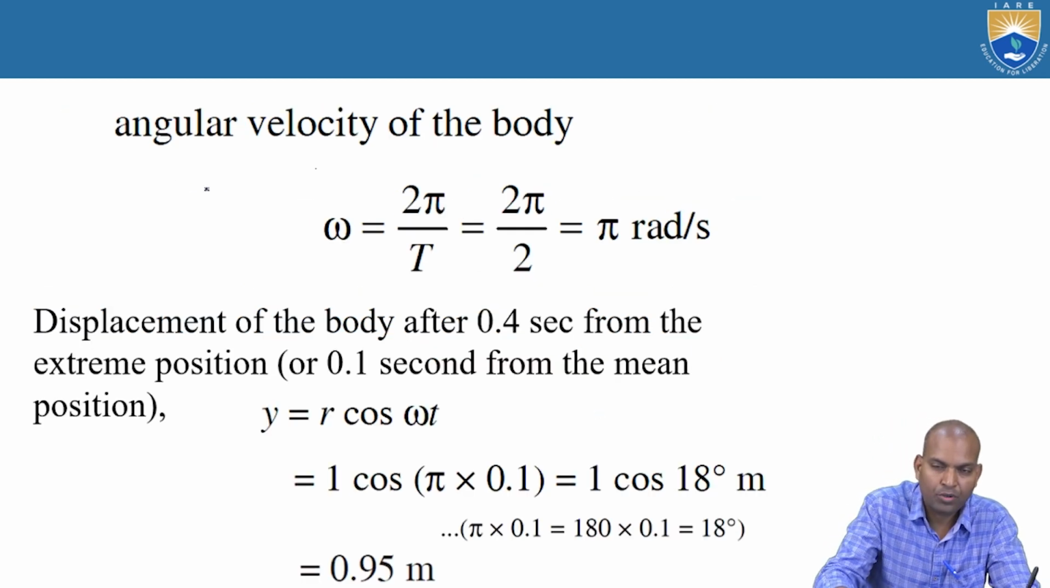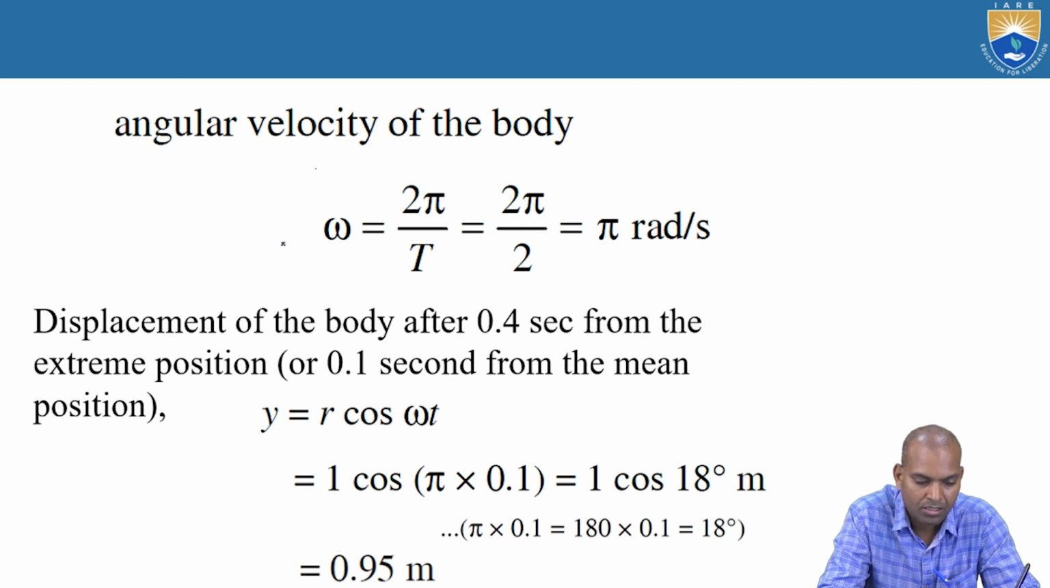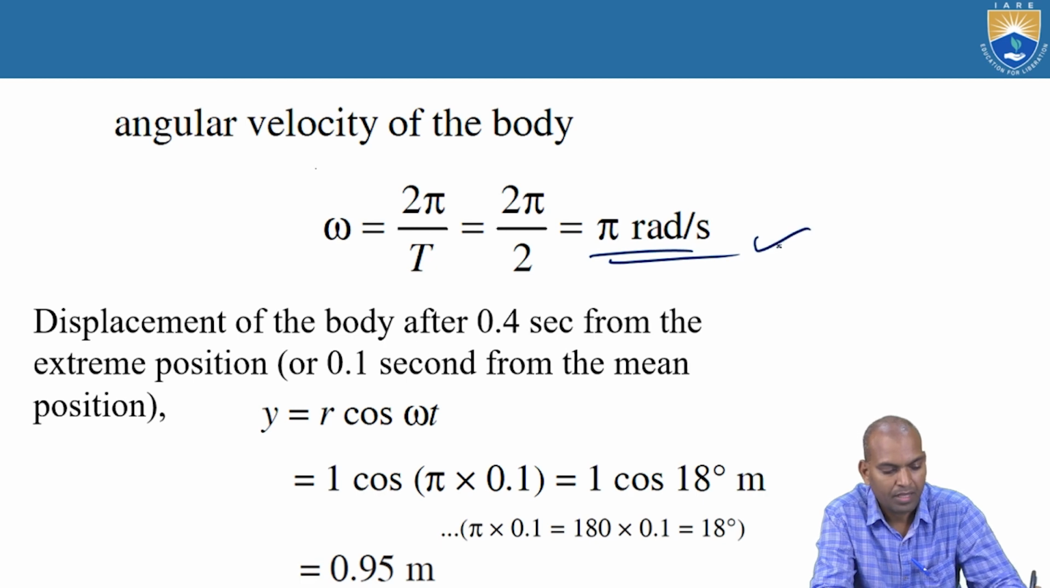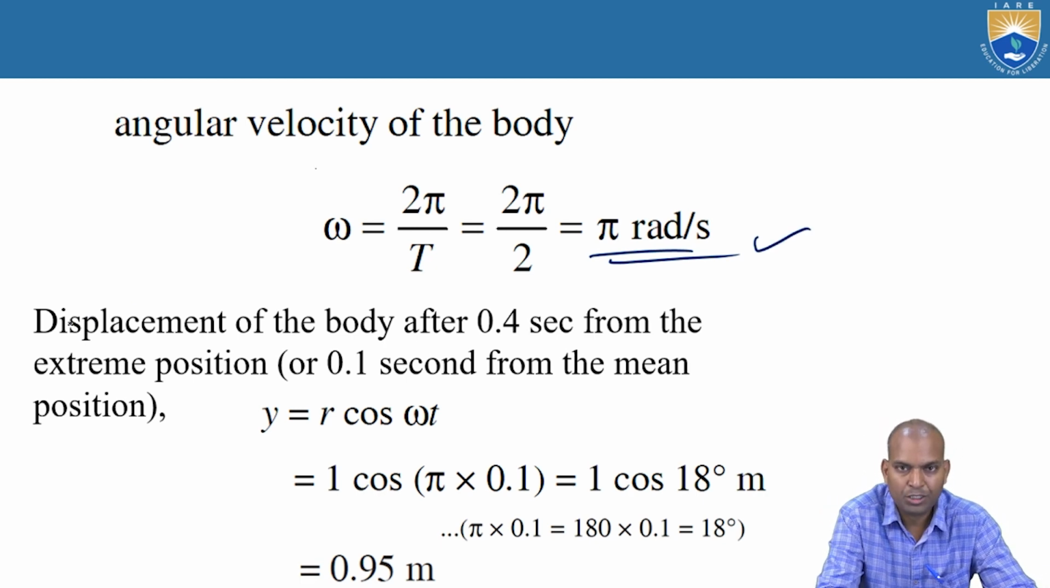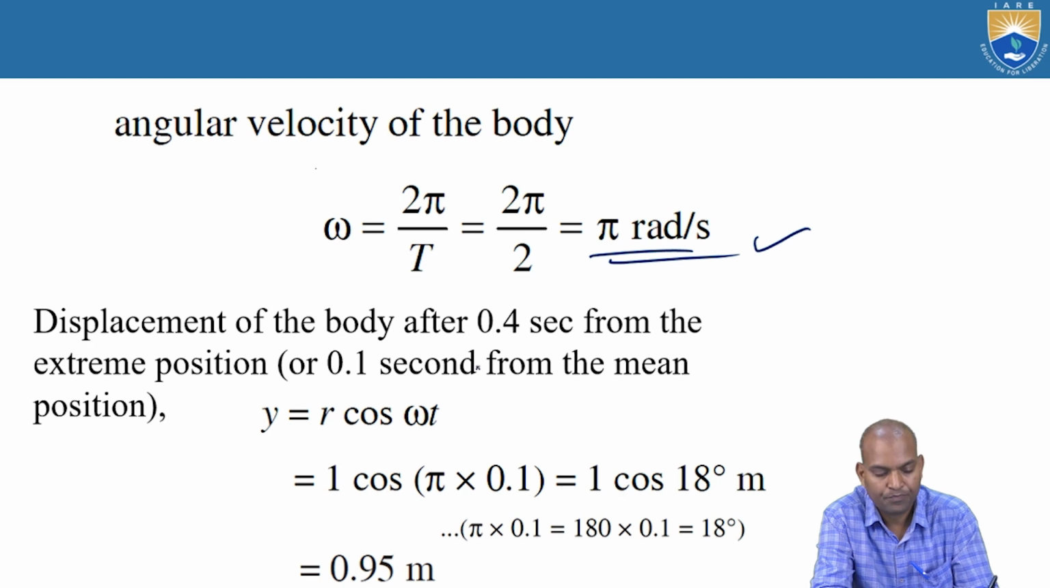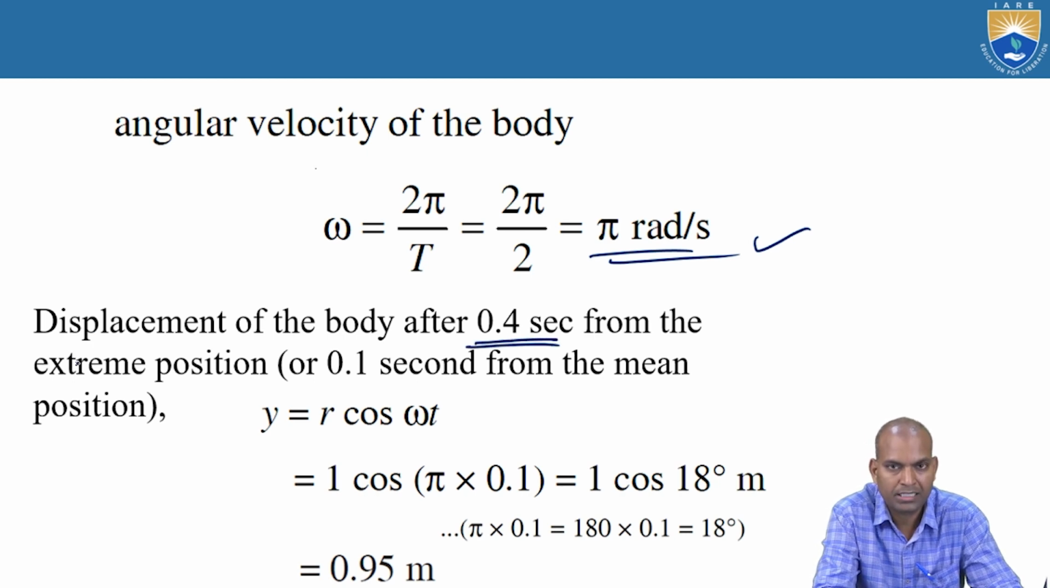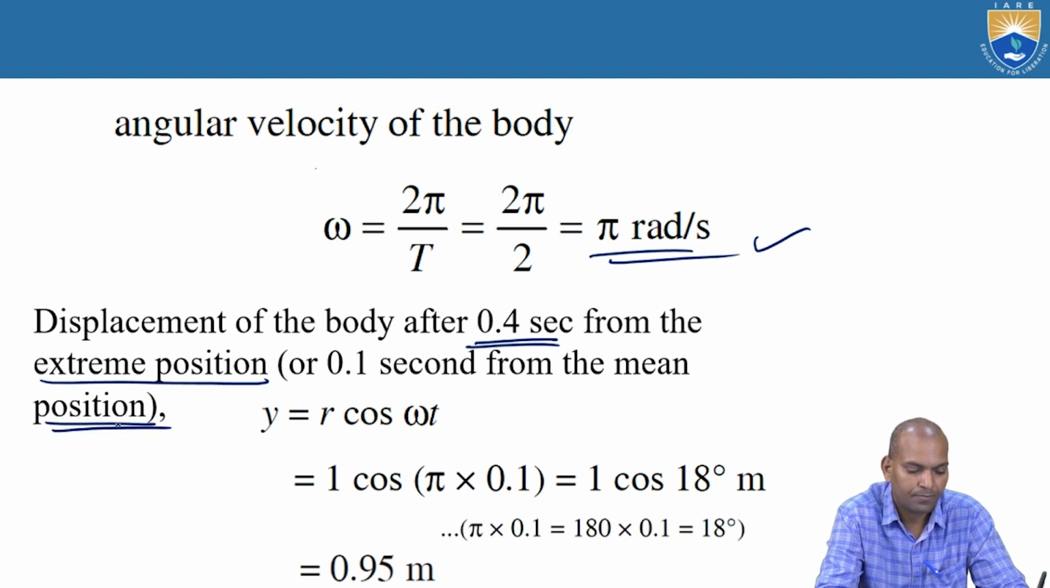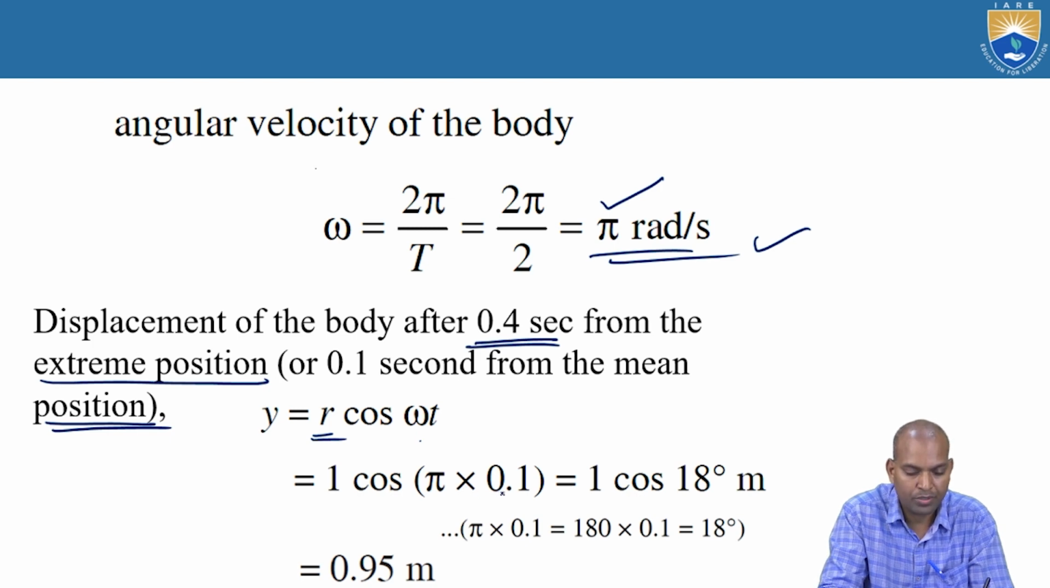Now, the angular velocity of the body omega equals 2 pi by T, that is 2 pi by 2, that is pi radians per second. Now, we know omega and we need displacement y equals r times sin omega t or cos omega t. Here the displacement of the body is 0.1 seconds from the mean position. Then y equals r times cos omega t, with r equal to 1 meter, omega equal to pi radians per second, and t equal to 0.1 second.